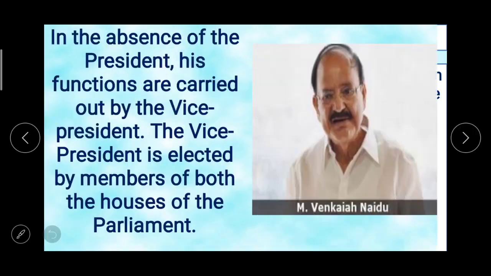Now in the union government or the union executive, next to the president we are going to talk about the prime minister. But before that, if the president is absent, then in the absence of the president, his functions are carried out by the vice president, and the vice president is elected by members of both the houses of the parliament, like the president.